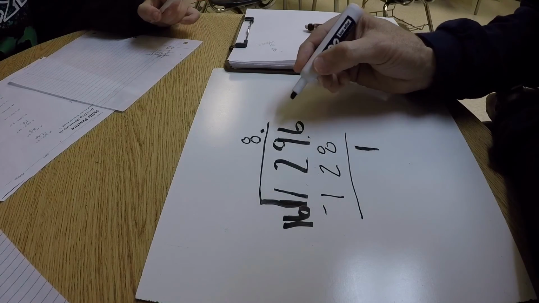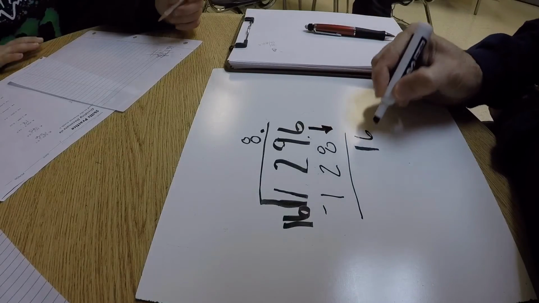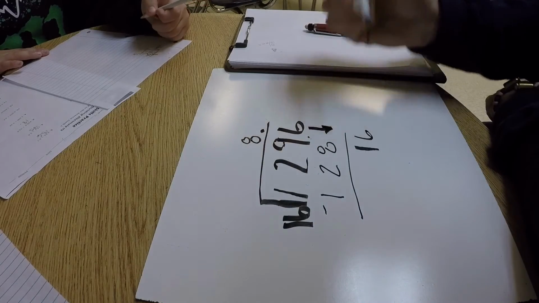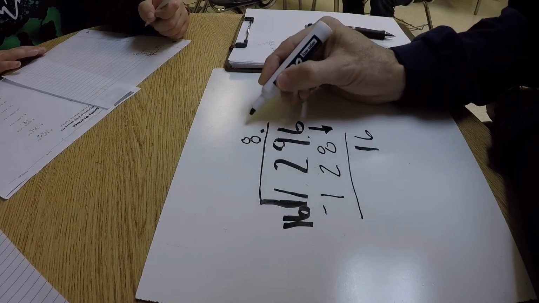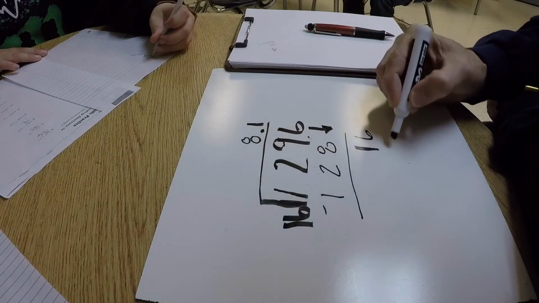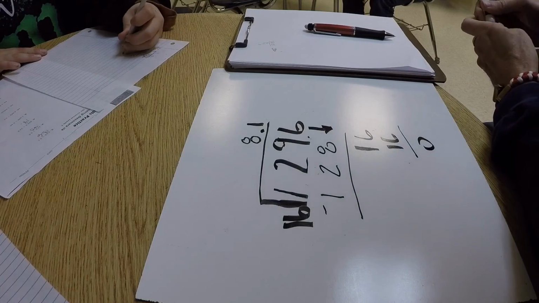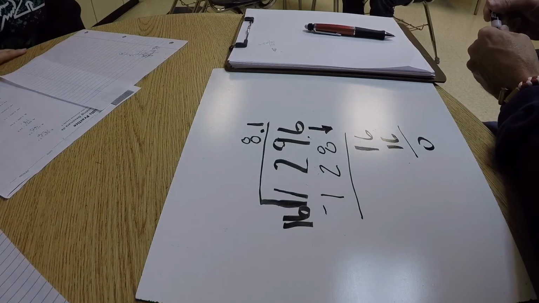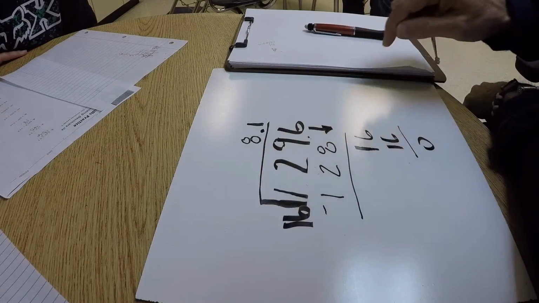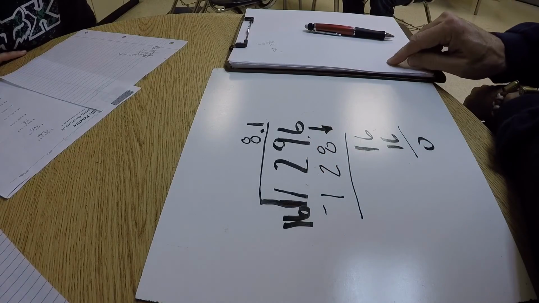Okay? So let's bring down the 6. Okay, and then we ask ourselves, we start all over again, how many times will 16 go into 16? And it'll go 1 time, and then 1 times 16 is 16, and that's 0. And now there's a way we can check our answer. If we take this 8.1, multiply it by 16, we should come up with 129.6.